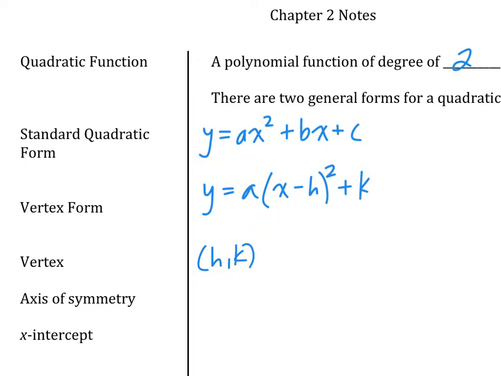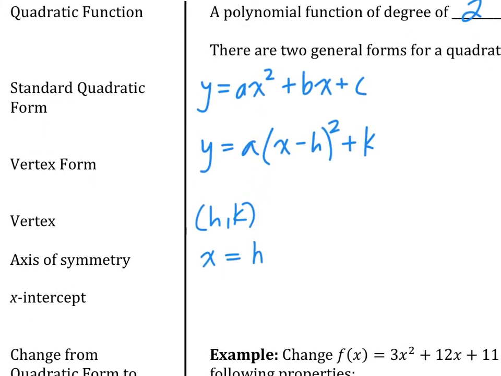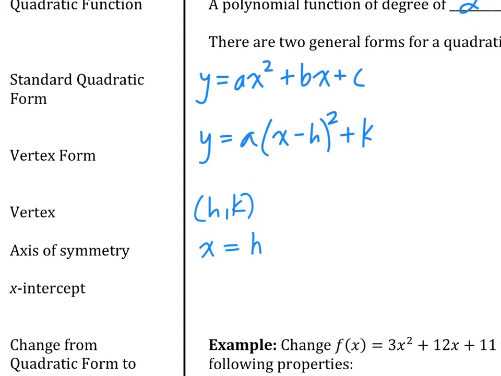Now, because it's a parabola, it's going to have an axis of symmetry where if you draw that straight line down in the middle, it's going to look exactly the same on both sides. Because it's a vertical line, that's an x equals something equation. And because it has to go through the vertex, it has to be x equals h. What does x-intercept mean? x-intercept is when what happens? Okay, yes, when y is equal to 0.